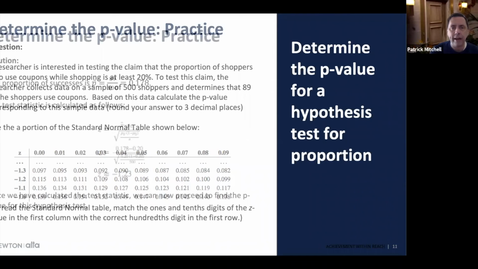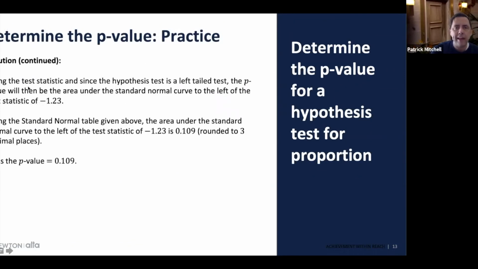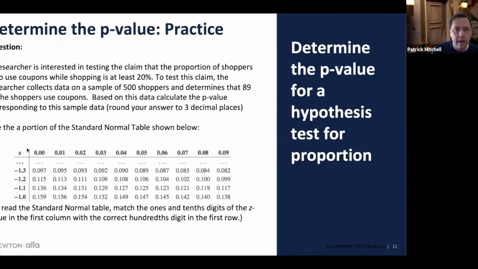Since this is a left-tailed test, the p-value will be the area under the standard normal curve to the left of the test statistic of negative 1.23. And using the standard normal table that they gave us a couple slides ago, you know how to use this. There's negative 1.2. You go over to 0.03 on top, and I find that the area to the left of negative 1.23 is 0.109.